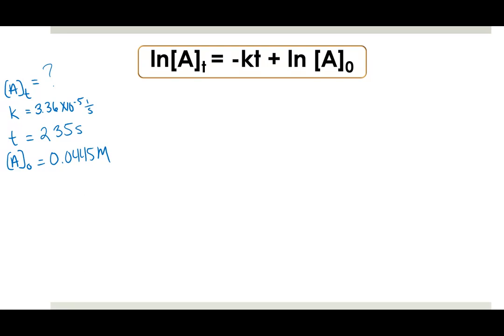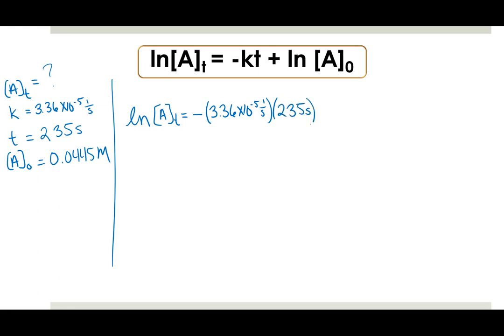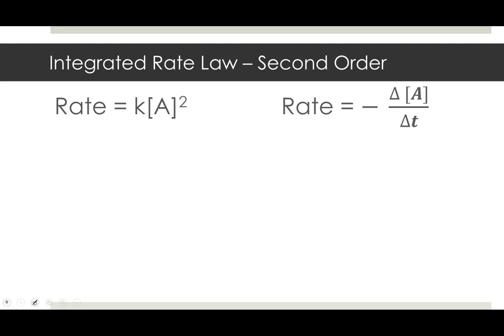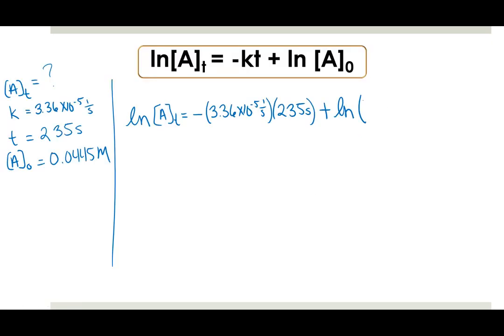Okay, so let's plug and chug. The natural log of A at time t is what we're solving for. That's going to equal negative k, which is 3.36 times 10 to the negative fifth, 1 over seconds, times time, which is 235 seconds. We're going to add that to the natural log of the initial concentration.